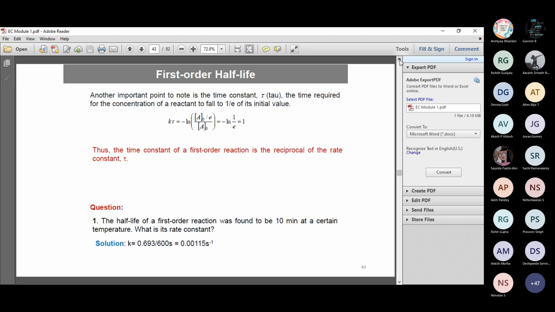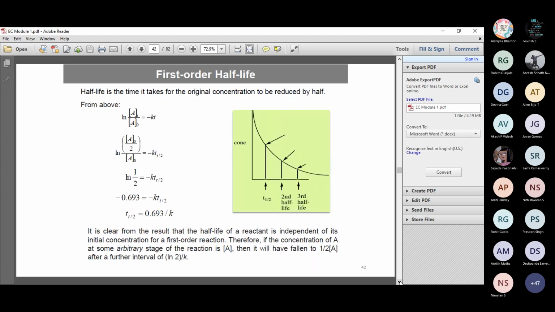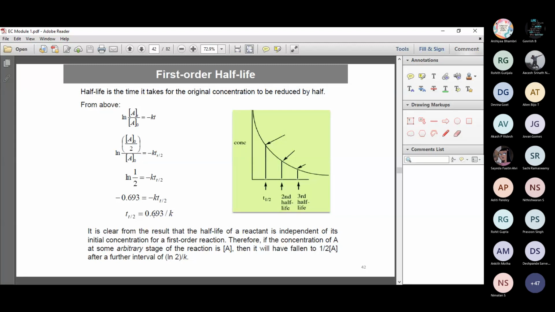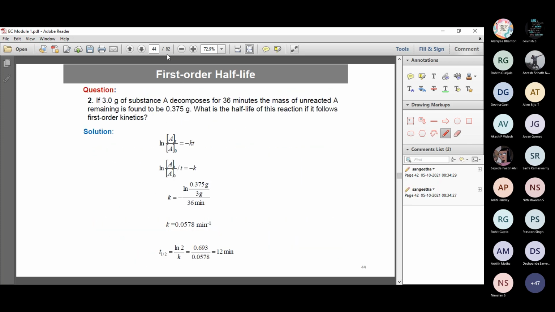So already we have done this, isn't it? Yes, ma'am. Use that, and I don't want to spend time on all these things because substitutions and all will take time. So use this and do it. Okay, right. Next question.